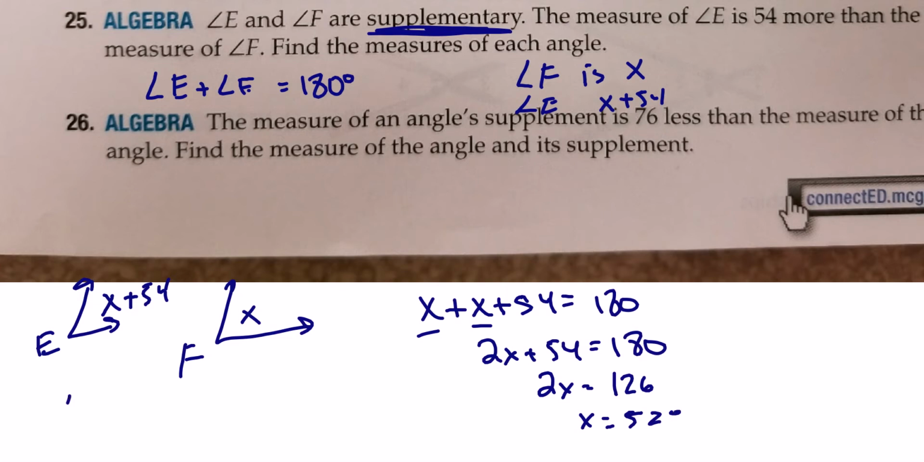So that means angle E, and don't forget your little m, is going to be 52 plus 54. And that's not right. 126 divided by 2 is not 52. I don't know where I went crazy yet. But that's 63. 63 plus 54 is 117. So the measure of angle E is 117. And then the measure of angle F is going to be 63. And don't forget your degree symbol. That makes sense. Alrighty, and that's it for 25.